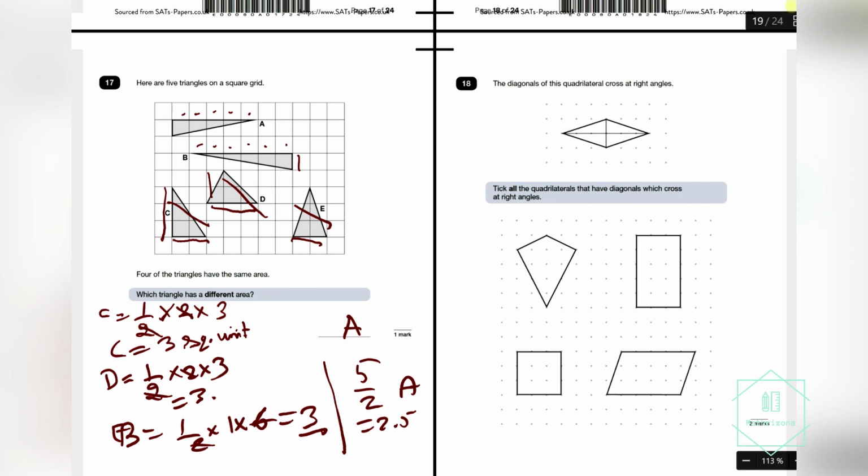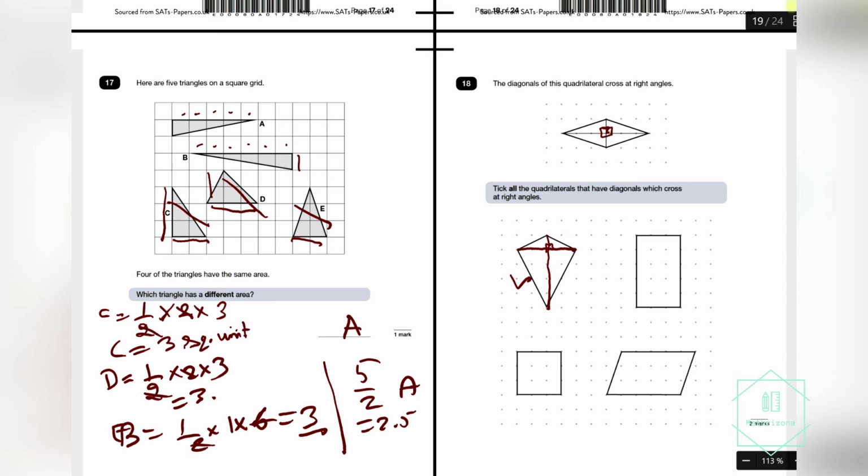Moving to the next question. The diagonals of this quadrilateral cross at right angles. If you see, the diagonals have all four angles 90 degrees. Take all the quadrilaterals that have diagonals which cross at right angles. So let's try to diagnose this. The diagonals of this will be this and this, and it looks like it's 90 degrees. So this one will be our first shape.